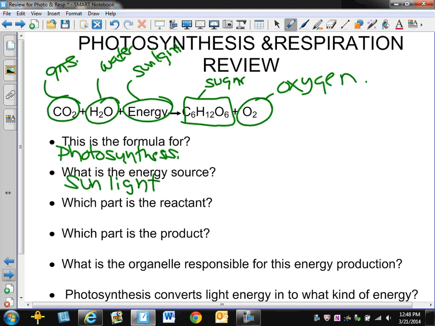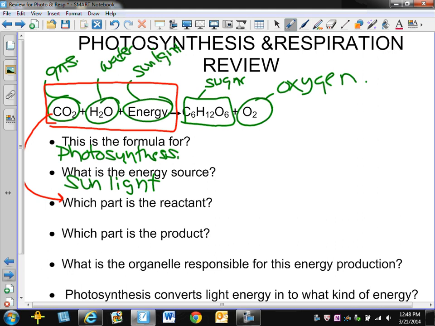Which part is the reactant? Okay, so reactants are like the parts in a factory. The reactant is on the left-hand side. These are the parts that go in to make a product. So these are the reactants in the factory.